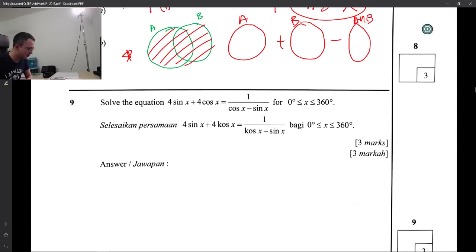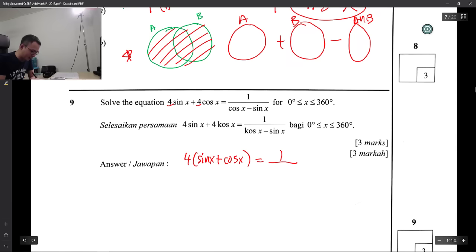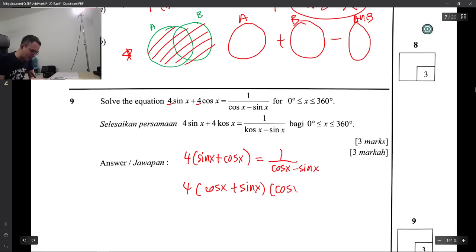Alright, so solve this equation. The first thing is I see both also have 4, so I factorize out the 4 here. So this is sin x plus cos x equals 1 over cos x minus sin x. Then the next thing I will do is multiply them. But this one, sin x plus cos x, I write cos x plus sin x, because it's the same, right? And then this one is cos x minus sin x.